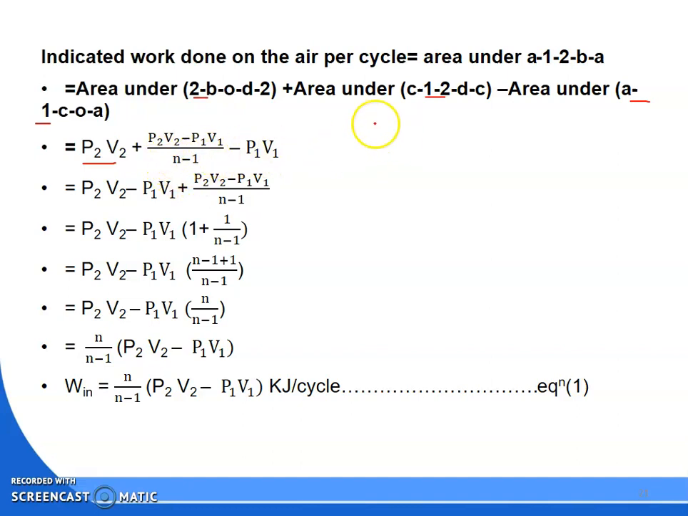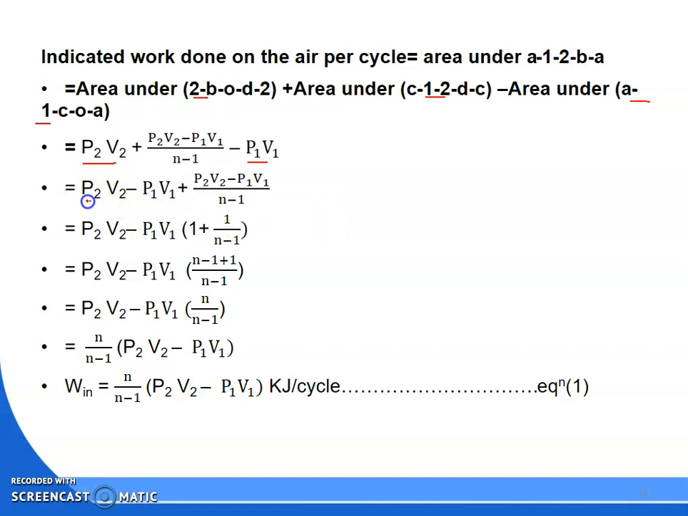Why is it negative? Because the compressor work is negative. So that is your (P2 V2 minus P1 V1) by (n minus 1), minus the area under A to 1. What is the area under A to 1? It is your P1 V1. So if I arrange this, keeping P2 V2 minus P1 V1 on one side, plus (P2 V2 minus P1 V1) by (n minus 1).